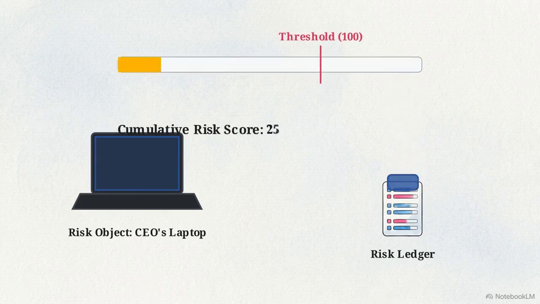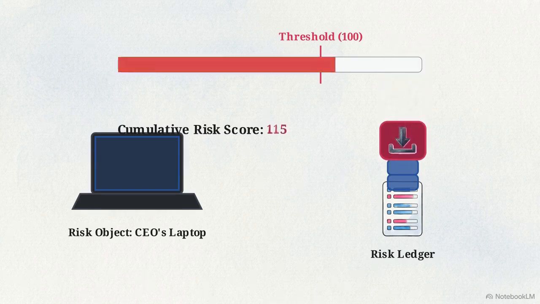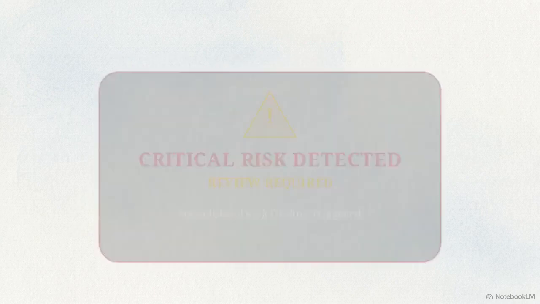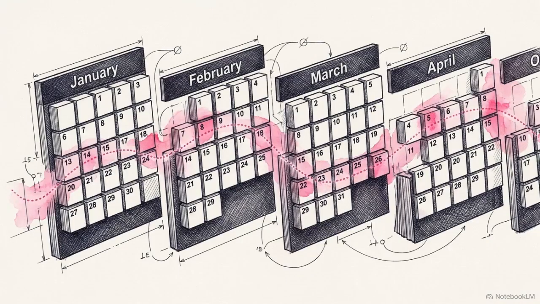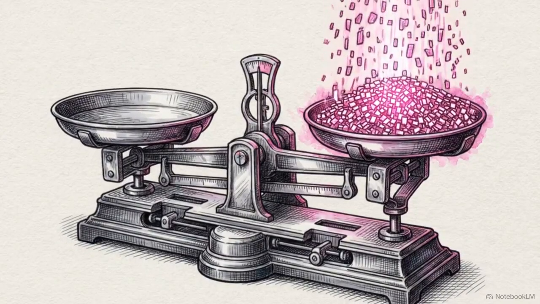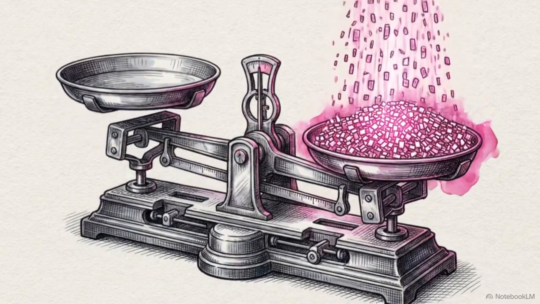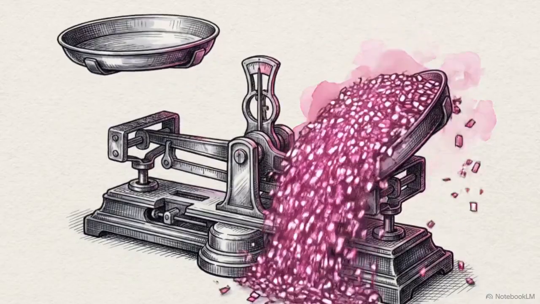Every time the laptop does something slightly odd, its total score goes up. Because the laptop already had a few odd login attempts earlier in the week, this new download pushes the total score over the limit. This triggers a single consolidated finding that demands Alex's attention. By tracking behavior over long periods, the system reveals the quietest intruders. It uncovers the slow, hidden threats that traditional searches miss by looking at the total weight of the evidence.